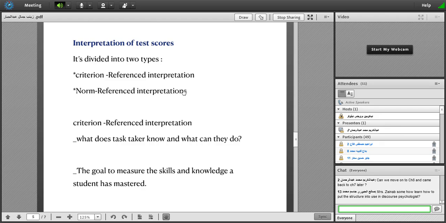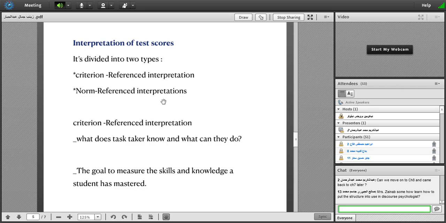Yeah, that's it about this approach. Now, interpretations of test scores. Here we have two types of scores. First, criterion-referenced tests, and the second one, norm-referenced. The criterion-referenced goal is to measure the skills and the knowledge a student has mastered. So here, they measure the skills and the knowledge that the student already knows, how much the learner has learned from the classroom.